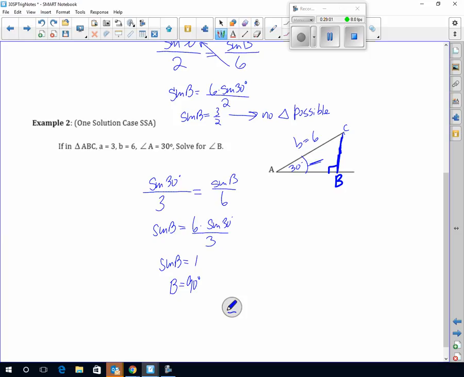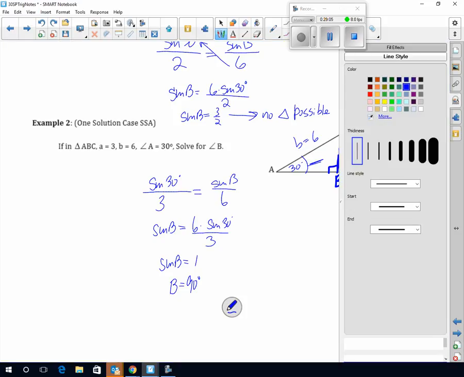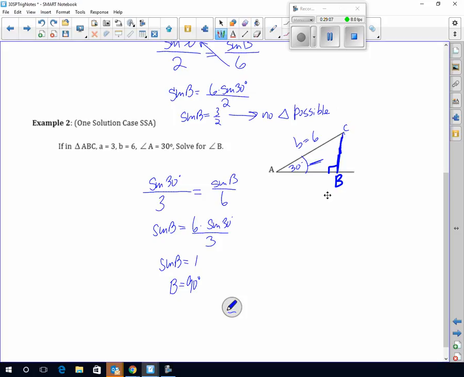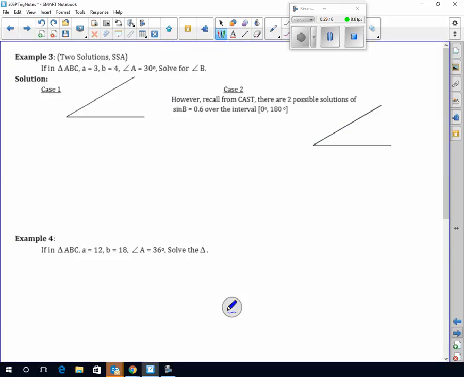There was only one triangle possible. Okay? Example 3. Well, we have 30 degrees here. We have A like this, 3. B like this, 4. And that's all we know.